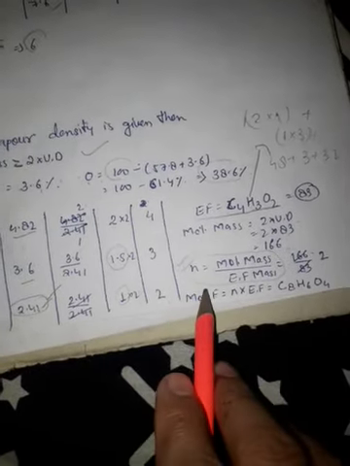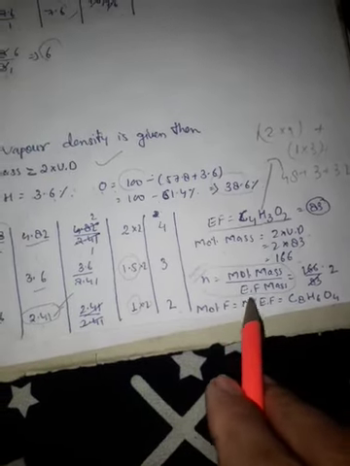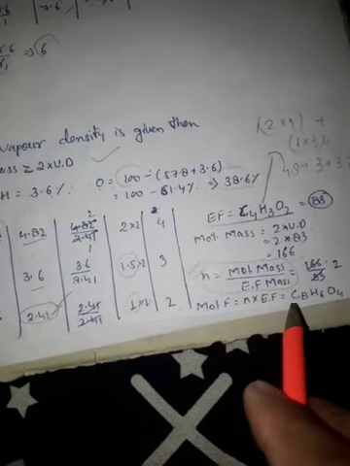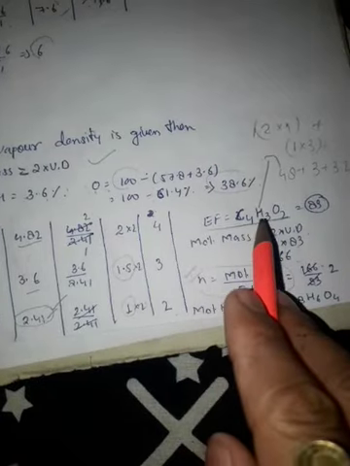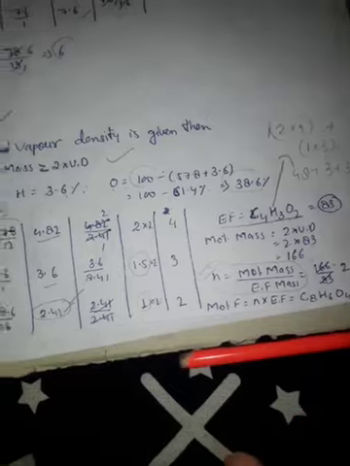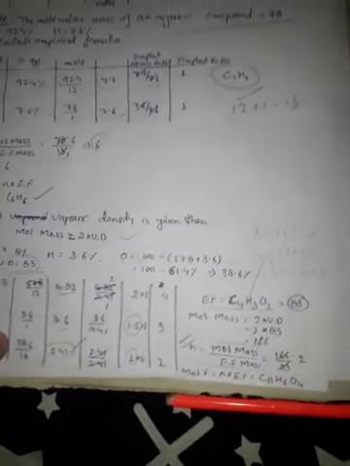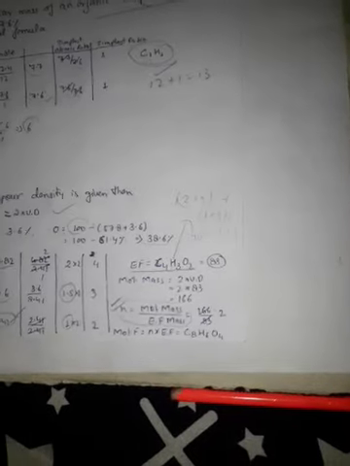To calculate the molecular formula, N into empirical formula, the value of N is 2. So we multiply all atoms by 2. So C8H6O4. So your molecular formula is given. This is the way you calculate the empirical formula and molecular formula. So we have to study further here.